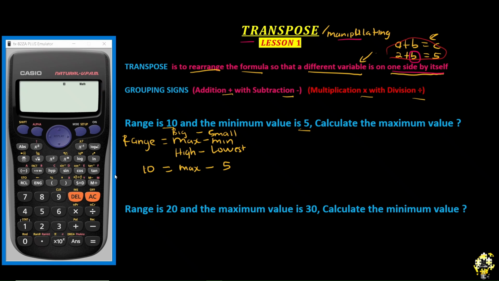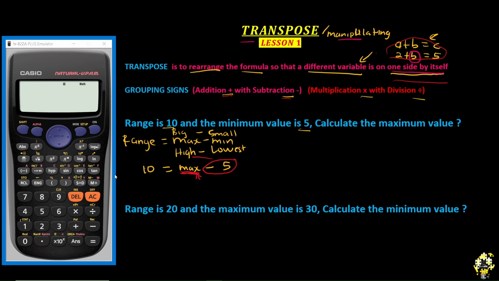So now how do we solve this? Now I want you to pay your attention to the -5 here. Remember, we want max. Max, what do we want with max? We want max to be on one side by itself. In order for us to do that, remember when I said grouping of the signs? This is where they come in handy. This is keeping max from being on one side by itself. So we have to get rid of this. How do we get rid of this?